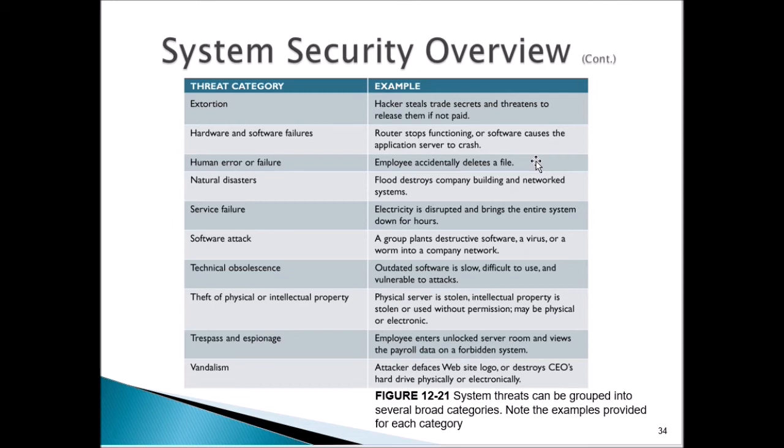There's all kinds of issues. There's trespass, espionage, vandalism, physical theft. I've seen that here at Alberta. Somebody ran off with some laptops at one point. Luckily there was nothing on them. You've got software attacks, service failures, natural disasters. I've covered that one. So, all different kinds of threat categories to consider.